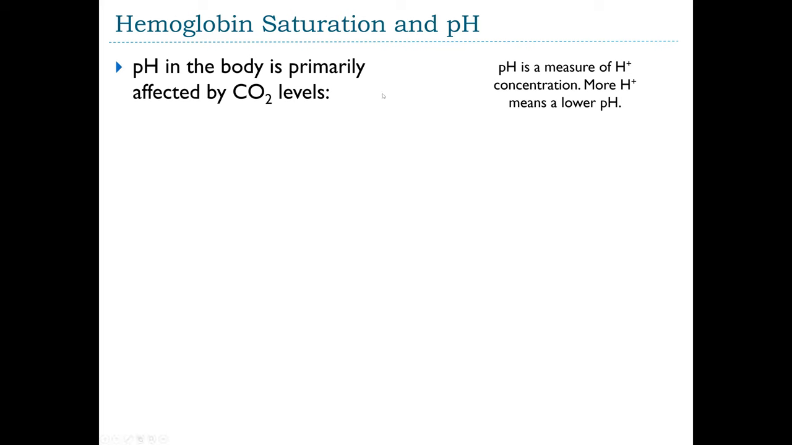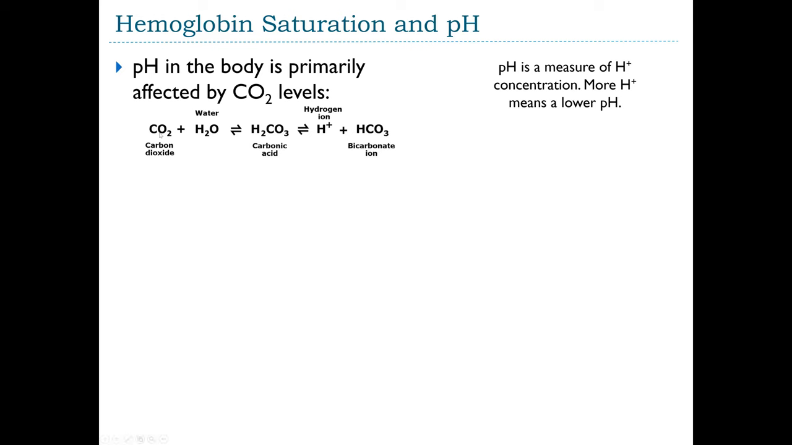pH in the body is primarily affected by carbon dioxide levels. So in the blood, specifically inside red blood cells, carbon dioxide reacts with water, and there's an enzyme called carbonic anhydrase that converts it to carbonic acid. And the carbonic acid then can dissociate into hydrogen ions and bicarbonate ions. You're going to see this equation many times between now and the end of the semester, so go ahead and learn it and get it in your memory.